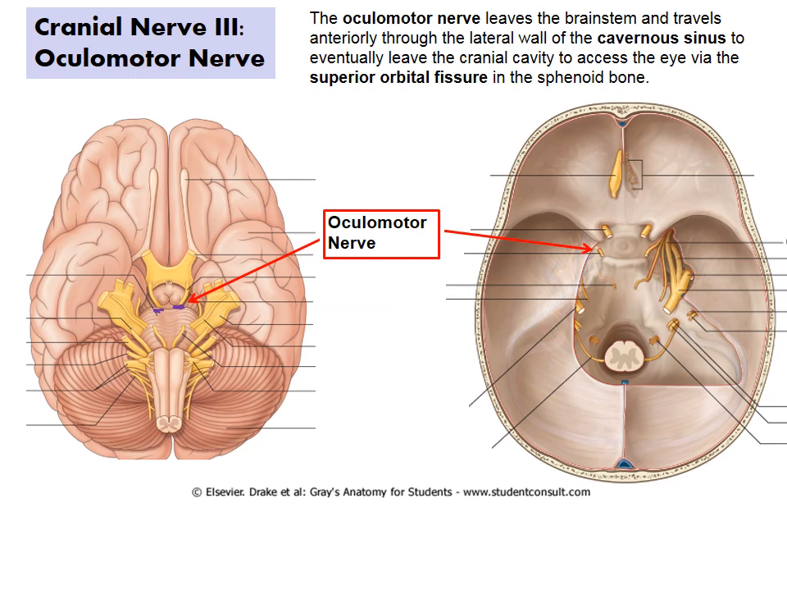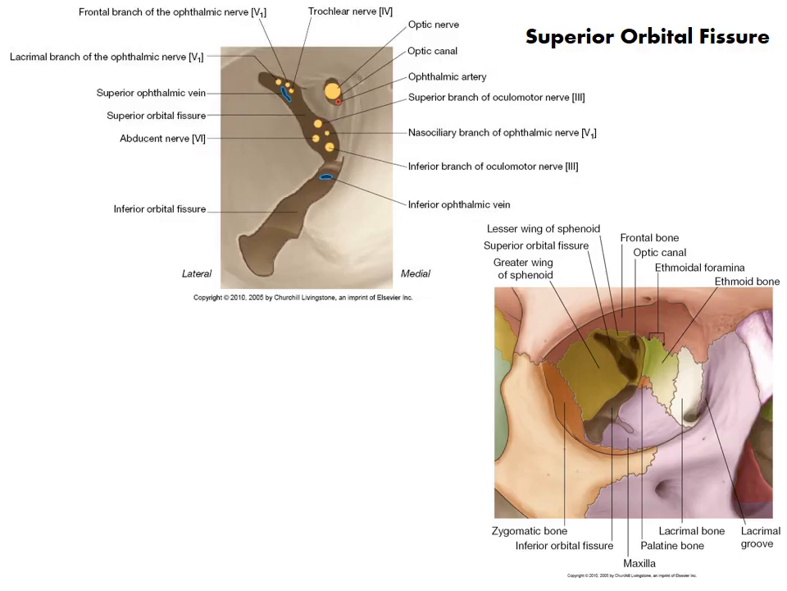But we're going to catch that nerve as it travels this way and then out that superior orbital fissure. So it's going essentially up underneath the anterior cranial fossa, but through the middle cranial fossa to exit out through that fissure. So here we get a good view of that superior orbital fissure. So this is medial, this is lateral.